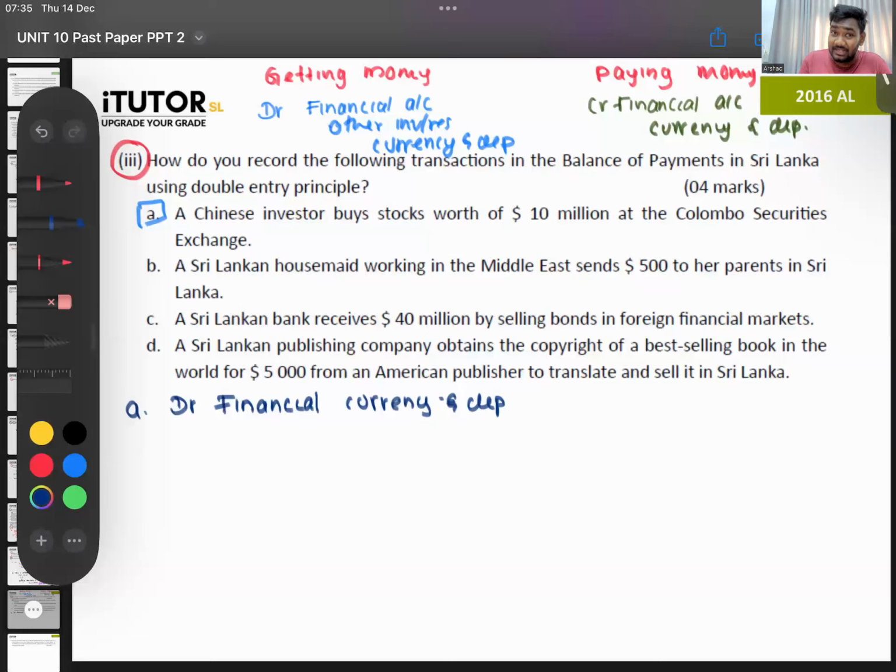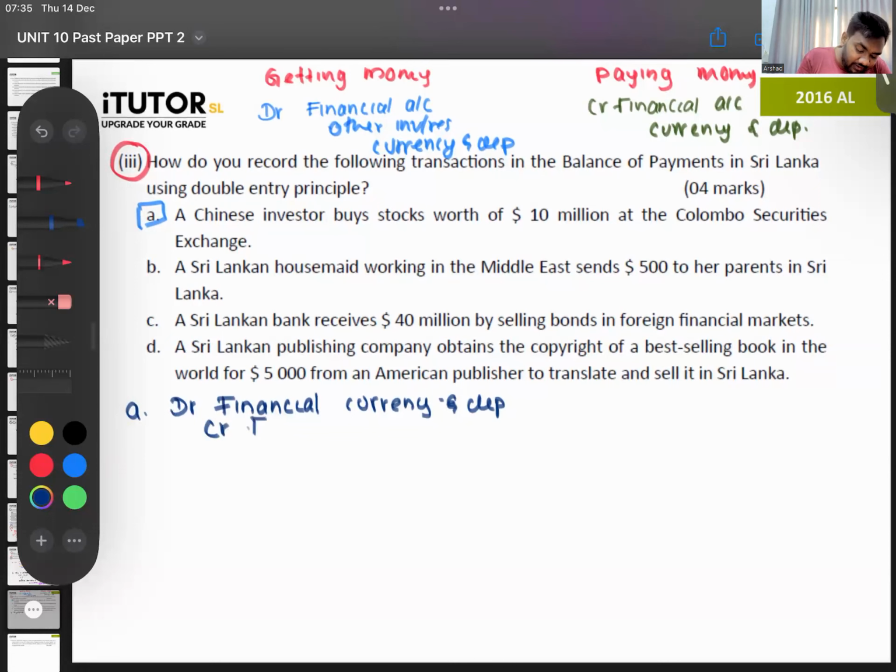What does portfolio investment have? Shares. So to figure out the other side of the double entry, you should know what accounts are there in the BOP and what is included in each of these accounts. Otherwise, you can't do the double entry. We went through this in the seminar also, if you were there in the last seminar. So credit financial account, portfolio investment. A is done. We'll get into B.